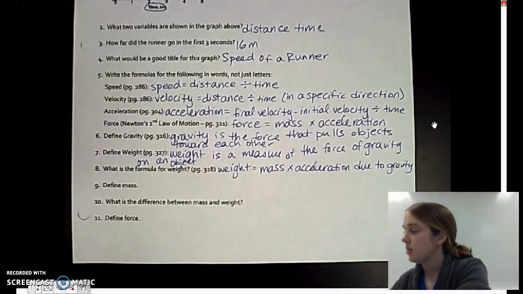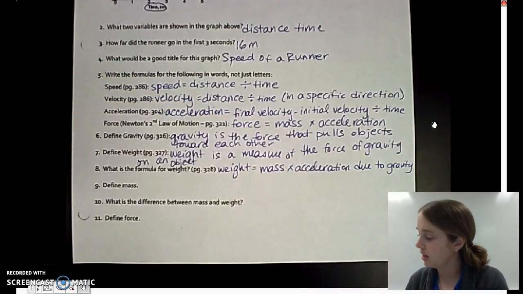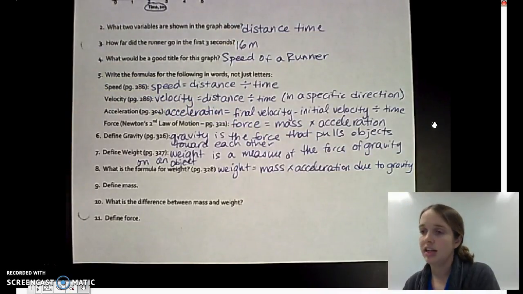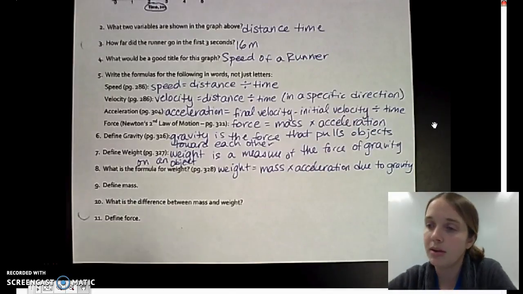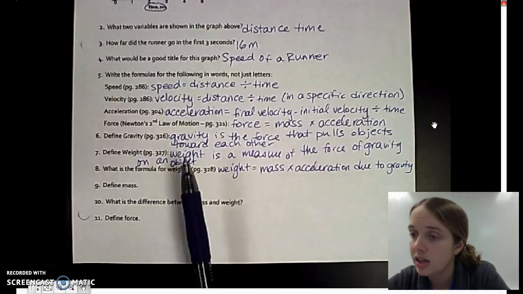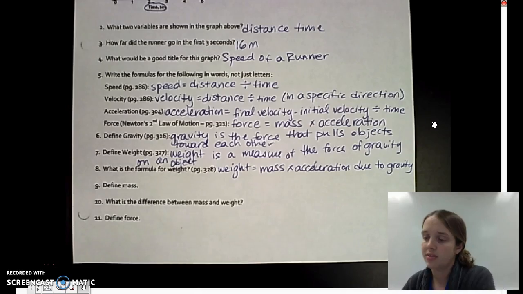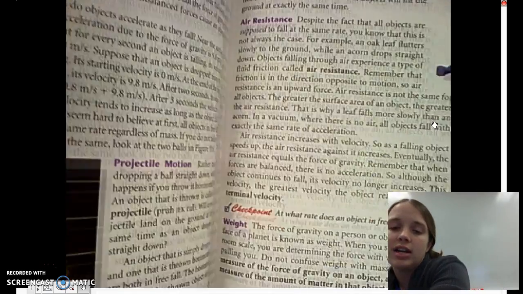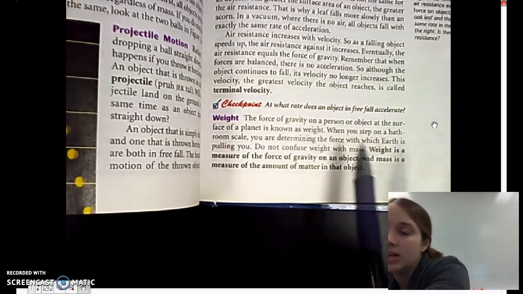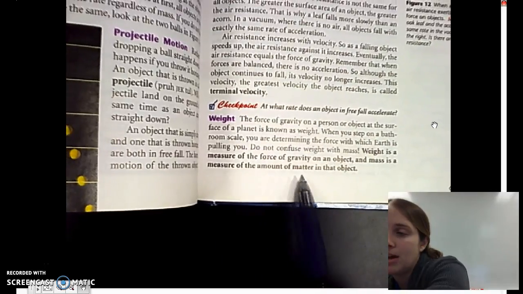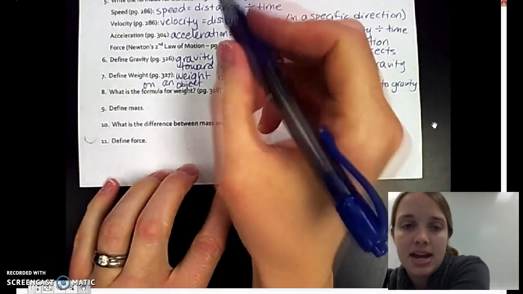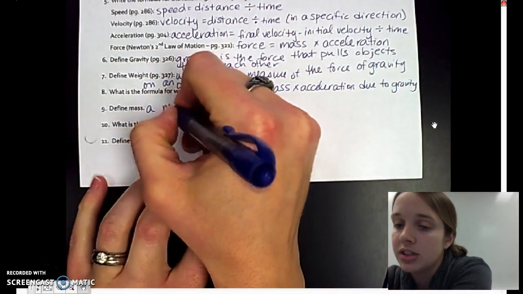Okay, mass we also find on page 327, not 329. Even though I didn't write it here for you, if you had actually looked up weight, you would see that the very next sentence, the very last sentence on the page, says mass is a measure of the amount of matter in an object.